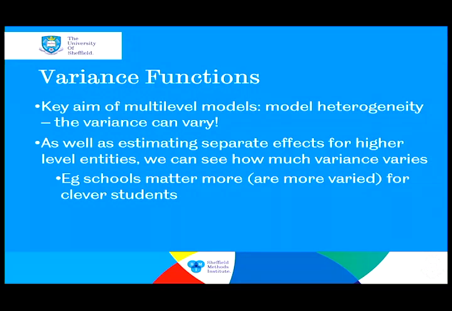So before, when we ran a single-level regression, we did estimate a variance. There's just one variance, which was how spread out those dots are around the line. Now we can estimate not just variances at different levels, so the variance of schools and the variance of pupils, but also we can allow those to be different for different sorts of pupils.